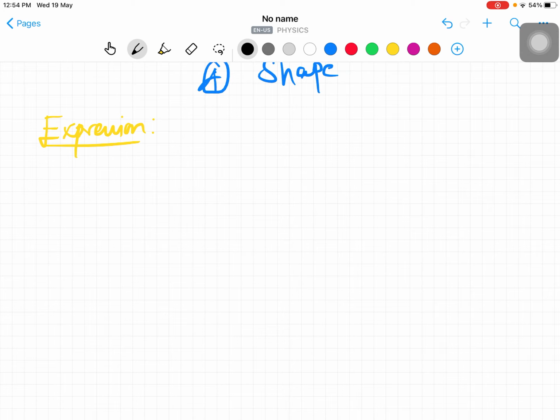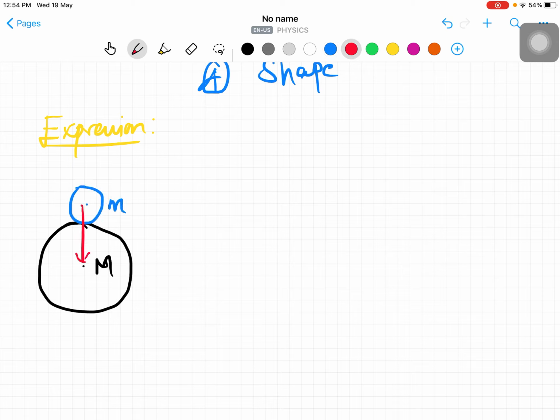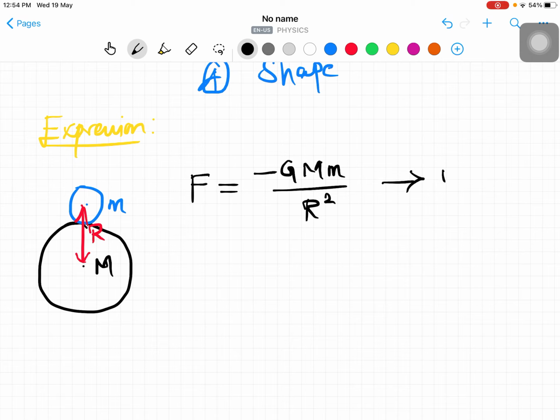So expression in the sense, we already discussed this. This is the mass of the Earth M. One object is there, that is m. The distance between these two is the radius of the Earth, r. Okay, so what is the force which is developed between them? That is F is equal to minus G M m divided by r square, according to the universal law of gravitation. Correct? So this force value we are going to consider as the first equation.